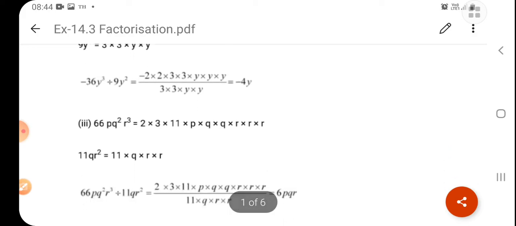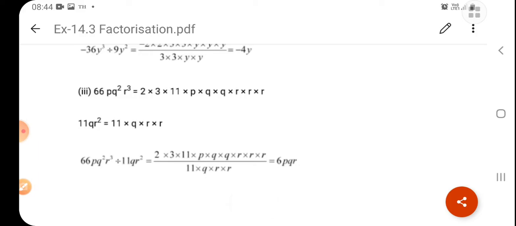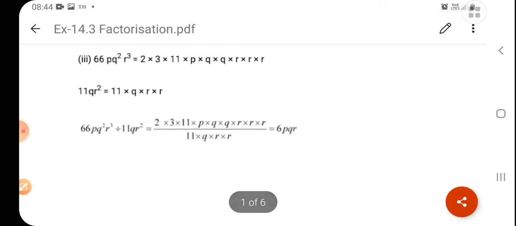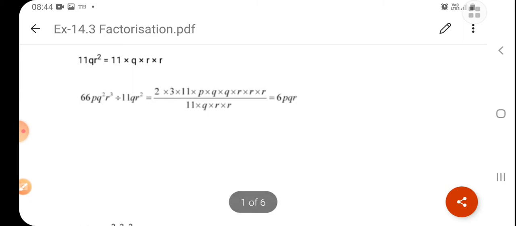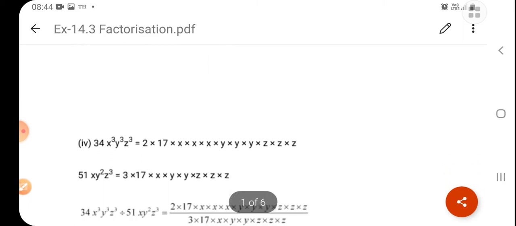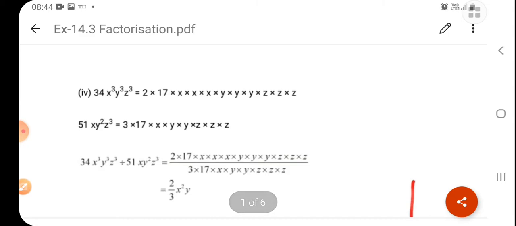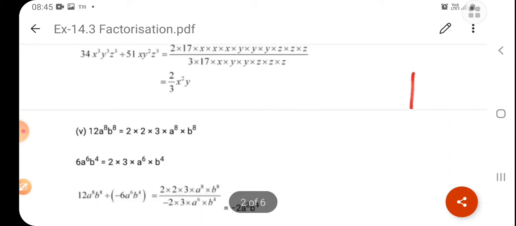In the same way we will do the next question. 66pq square r cube and 11qr square, write the factorization form and cancel out the like terms and get 6pqr. 34x cube y cube z cube. So 34 can be written as 2 into 17, no more factorization. 51 can be written as 3 into 17, no more factorization. So 2 upon 3 will be left, and 17 and 17 will cancel out, and the rest of the terms we can write in factorization form first, and then cancel out.